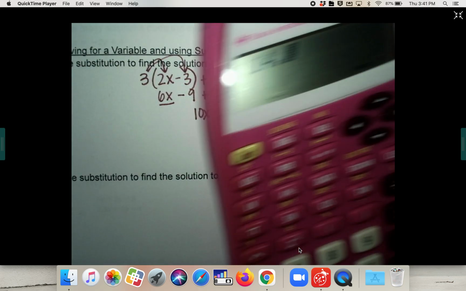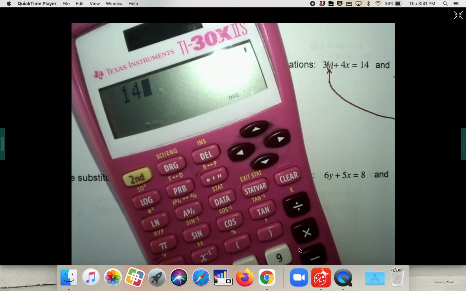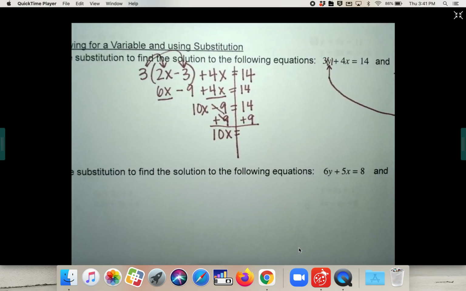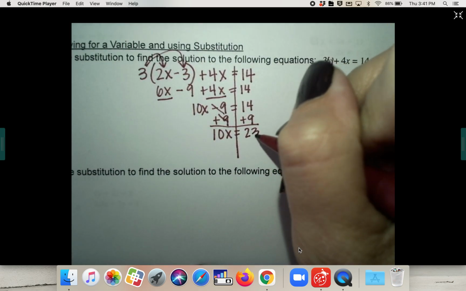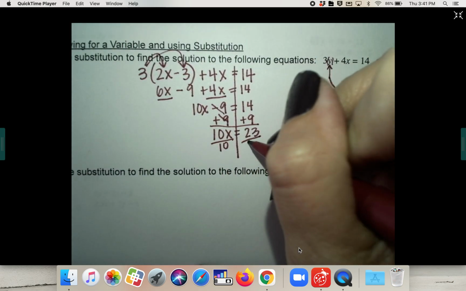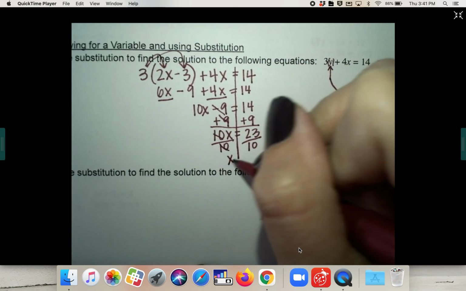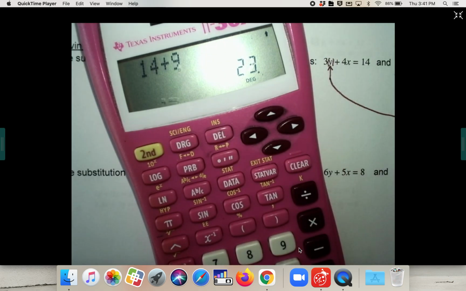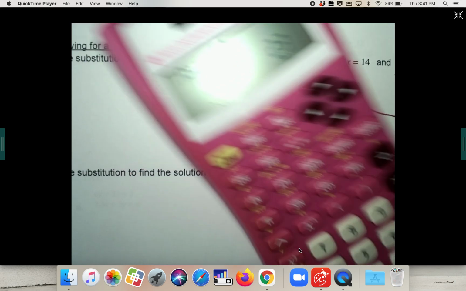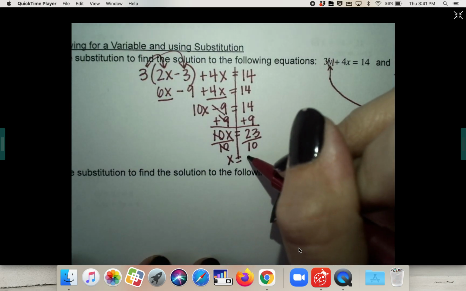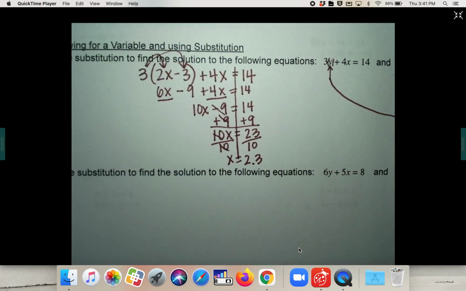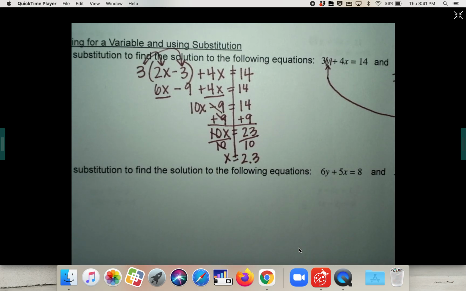Or sorry, why did I put 14.9? 14 plus 9, which is 23. Divide both sides by 10. This is not going to come out even, but that's okay. We can have decimals. It is okay to have decimals. 2.3. Okay, 2.3 is x.